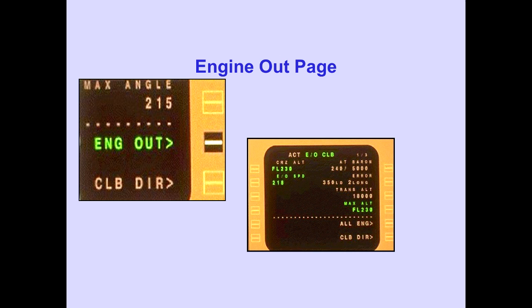Line selecting engine out displays the engine out climb page. Engine out speed and maximum altitude are displayed. The remaining values are as discussed on the climb page.